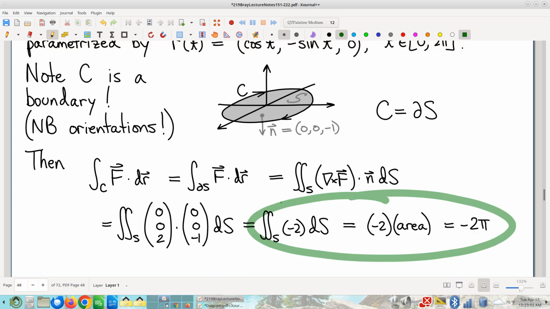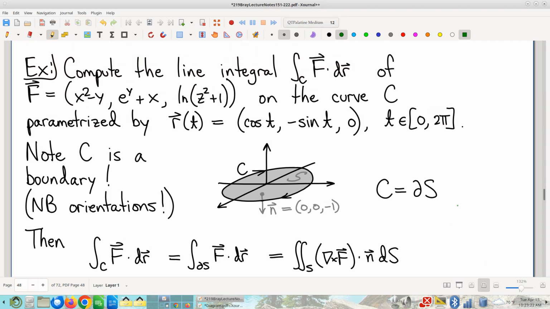We did the dot product. There's no vector aspect of this left. This is just a constant being integrated on a garden variety geometric shape that we already know the area of, and boom. So, very convenient solution to this problem.